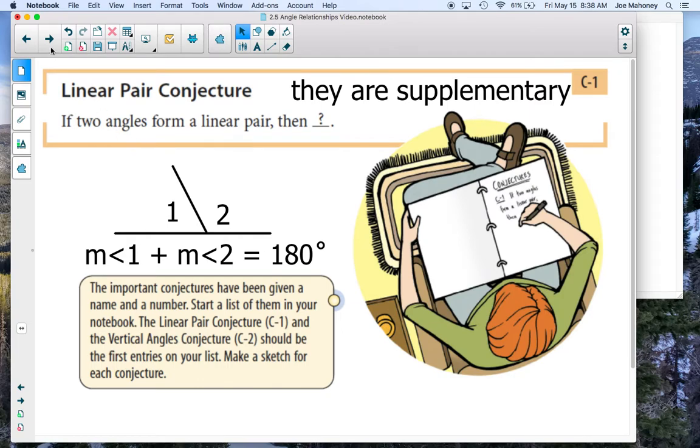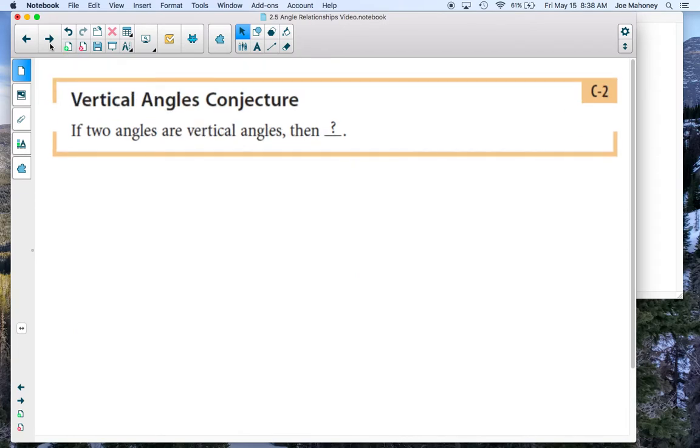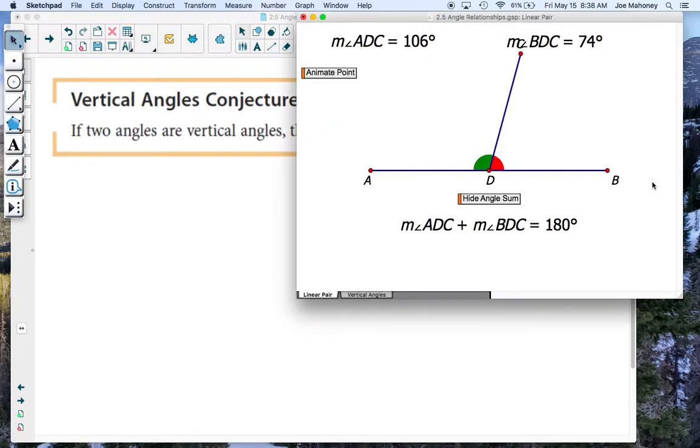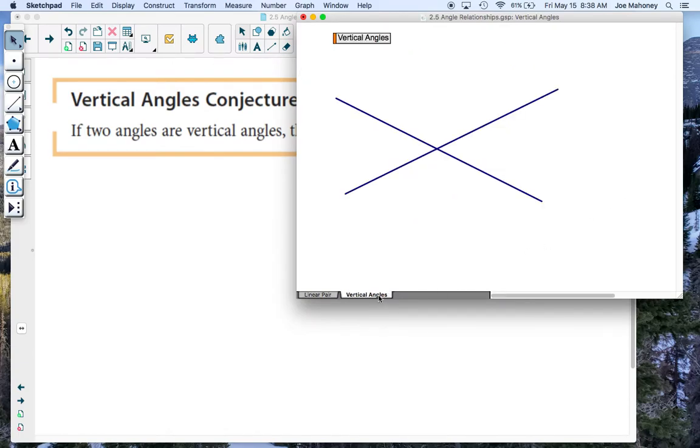So let's keep going. The next conjecture we're going to talk about is about the vertical angles. So what I'm going to do is go back to my Sketchpad diagram. I'm going to click on the vertical angles tab. So this time, what you'll notice is that you have two lines, or in this case, two segments that intersect. Their intersection point is right here at the middle. And I'd like you to watch what happens and try to think about what it's showing you. Here we go. Let me click the button.